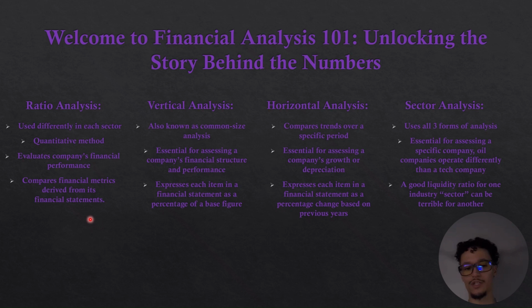And your main goal is to just compare financial metrics derived from financial statements, while this one is going to express each item inside of a financial statement as a percentage of a base figure. Now, horizontal analysis, that expresses each item in a financial statement as a percentage change. That means, assets have grown 2% this year. That's one example of how you would look at that. Versus vertical analysis, that's like saying, okay, 30% of all of my equity in my balance sheet is assets.